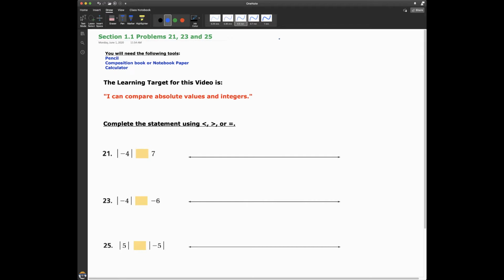Learning target for this video is, at the end of it, hopefully you can say, I can compare absolute values and integers. When we're comparing things in math, we want to use these symbols. We want to know which value is bigger than the other one, which one is smaller than the other one, or are they equal?